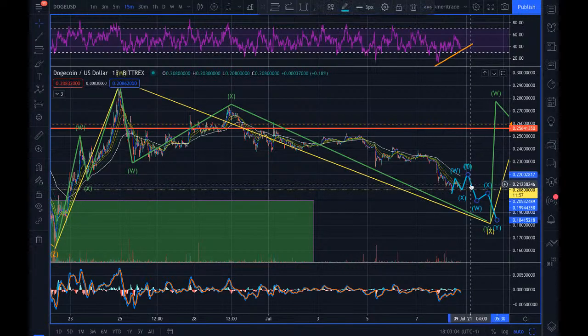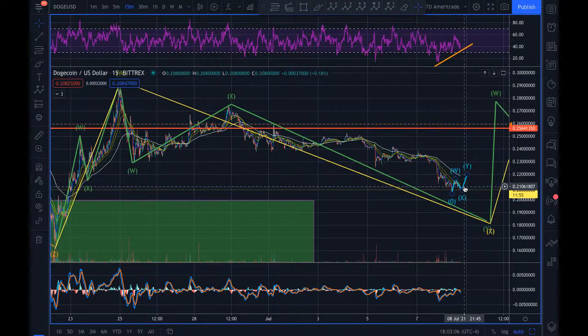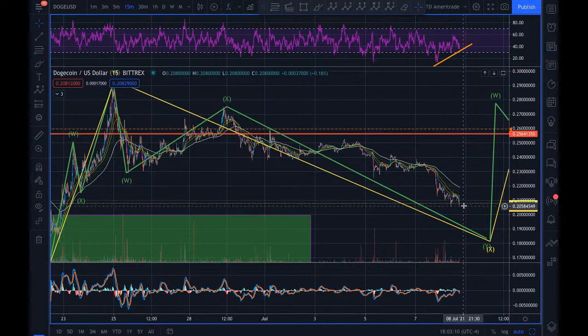I already see the 3 waves in, but it's taunting me right now. It's trying to drop lower. The RSI is up there, so it's kind of a buy signal for me, but it's looking like it's going to try to poke down again.